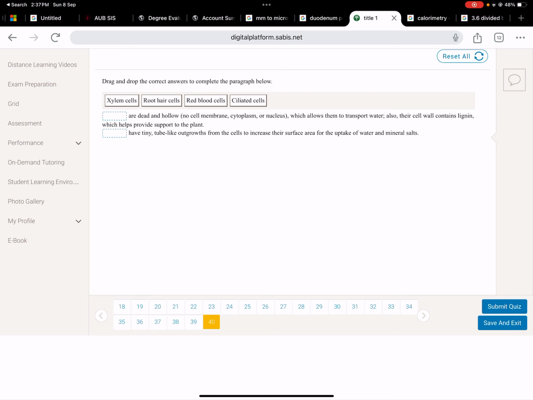Finally, dead and hollow, we're going to know they're xylem cells, and we can know from their function, which is to transport water, and their cell wall contains lignin. Root hair cells have tiny tube-like outgrowths from cells to increase the surface area for the uptake of water and mineral salts. Imagine a plant in the soil, so its roots are the ones found in the soil, and that's where they absorb the water. So root hair cells allow it to increase the surface area for the uptake of water and mineral salts.